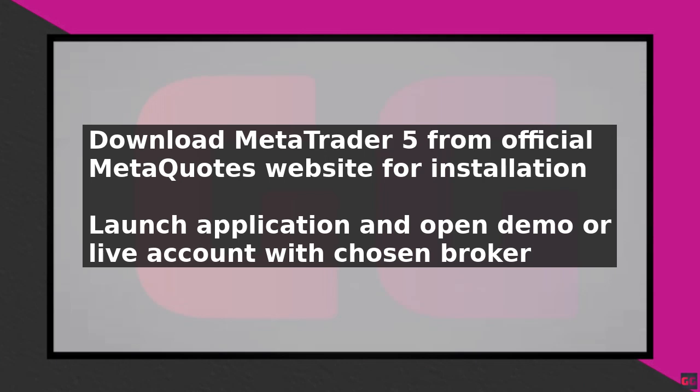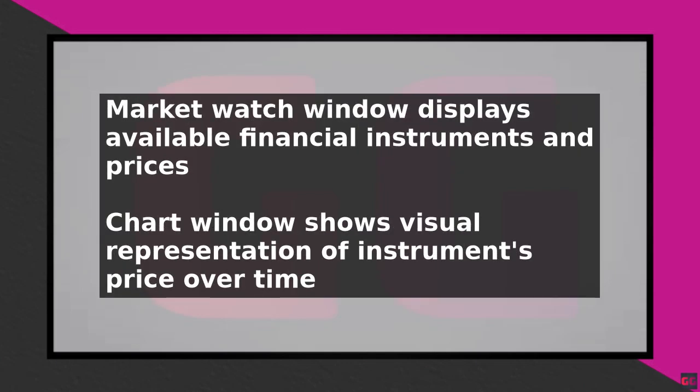The Market Watch window displays a list of available financial instruments, including currency pairs, stocks, and commodities. Use this window to select the instrument you want to trade and view its current price and other relevant information. The chart window displays a visual representation of the instrument's price over time, allowing you to analyze trends and patterns.